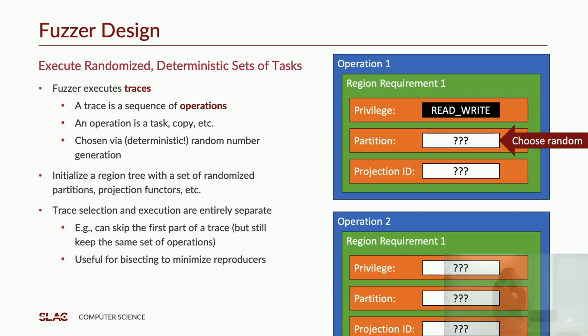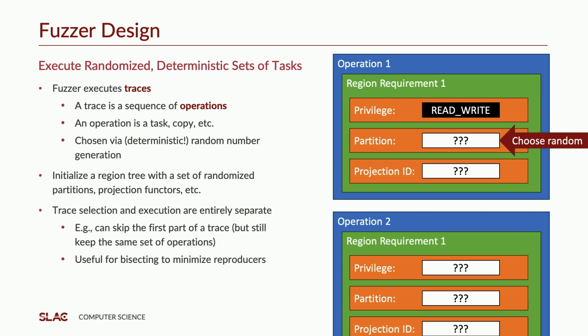OK, so in terms of the design, the fuzzer thinks about what I call traces. This isn't quite identical to a Legion trace, but a trace is basically just a sequence of operations. We're not necessarily running it repeatedly, per se, but we're enumerating some set of things to do. An operation could be a task, a copy, whatever, right? And we're going to choose those things in some way.